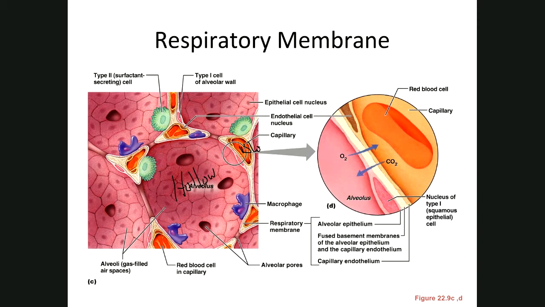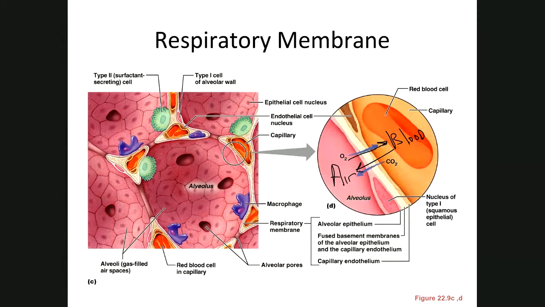So look, where blood comes into contact with air in this hollow space, that's where we're going to get gas exchange. And if we blow that up even more, it looks like this. So here's where the air is, and there's where the blood is. And where they come in close contact is where we're going to get gas exchange.